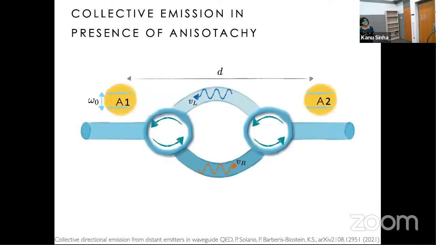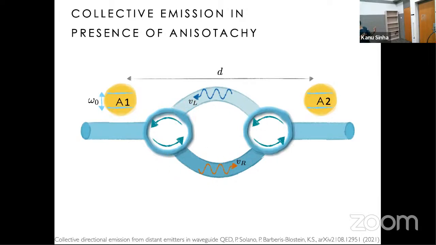10 minutes? Okay, so I'll just mention this last part because this is something that we recently worked on, and the idea here is to explore similar collective effects in the presence of unequal velocities in different directions. So here, what you're looking at is a system of 2 atoms that are coupled to a waveguide with circulators in between. And these circulators are in turn coupled to waveguides or mediums of different refractive indices or different lengths.